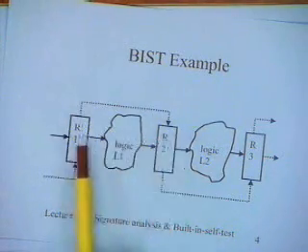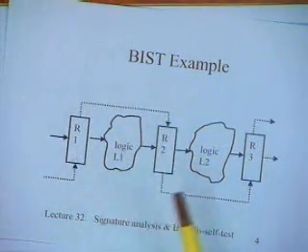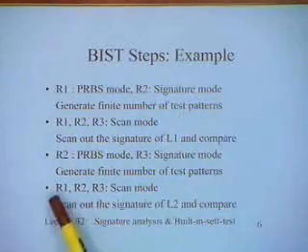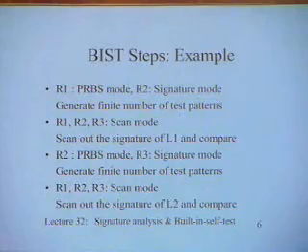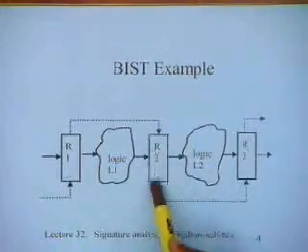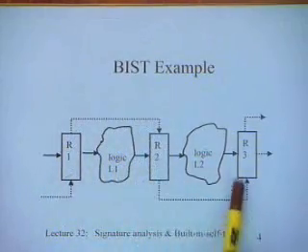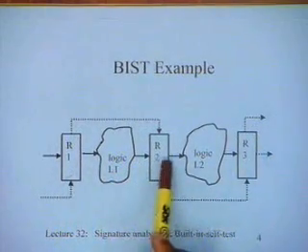So I put R1 in the PRBS mode, random sequence generator, and R2 in the signature mode, and then generate a finite number of test patterns. Once I have generated the finite number of test patterns, I have accumulated the signature in R2, and now I use the scan mode to scan out this result from R2.